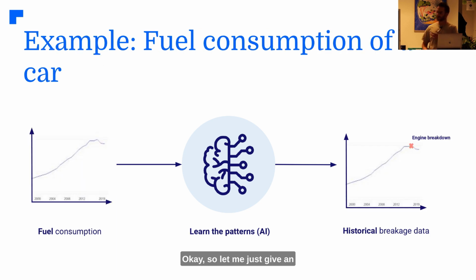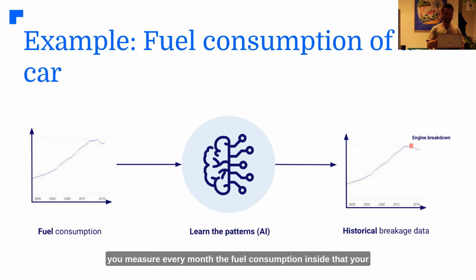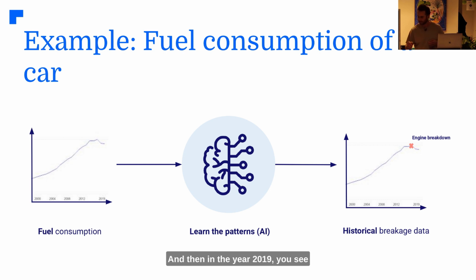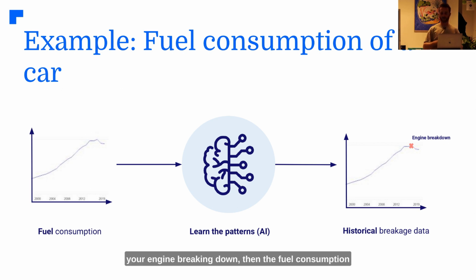Okay, so let me just give an example on how this could look. Say, for example, you have a car and you measure every month the fuel consumption that your car has. And then you see it growing, and then in the year 2019 you see your engine breaking down. Then the fuel consumption over the past couple of years could have a relationship with your engine breaking down. So if you use that relationship, then you could use it for your next car, for example. And you can detect better when your engine will break down, and then you can do the maintenance in advance.